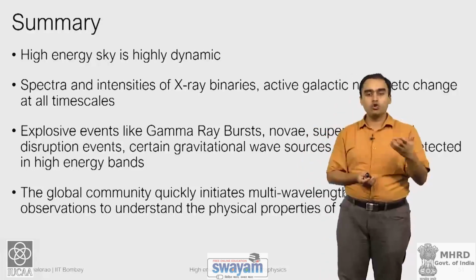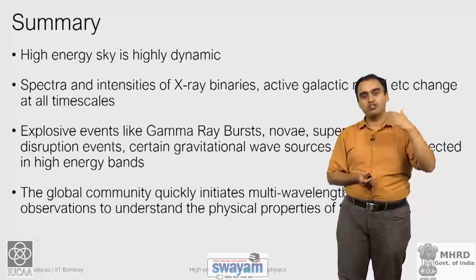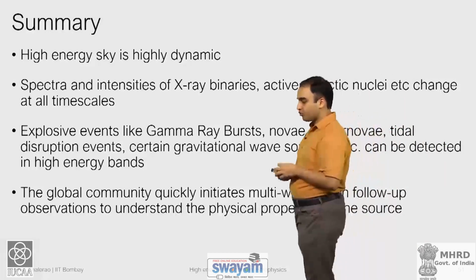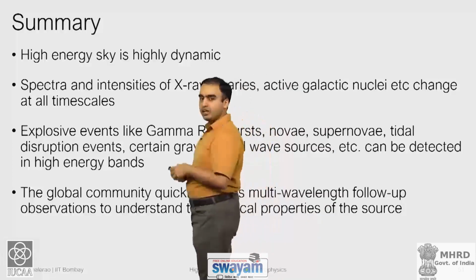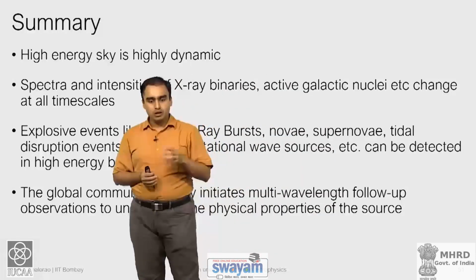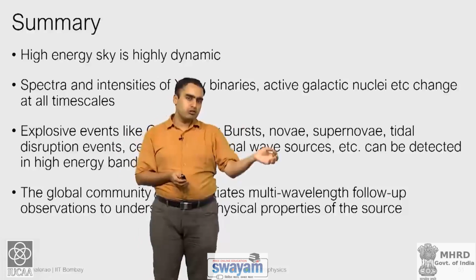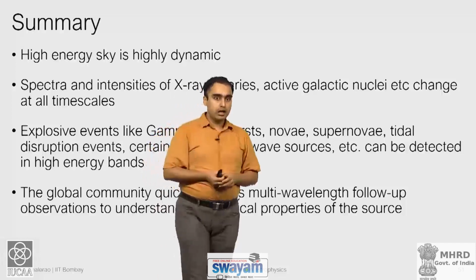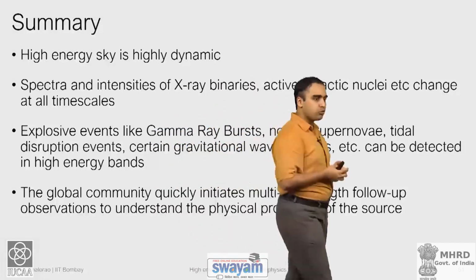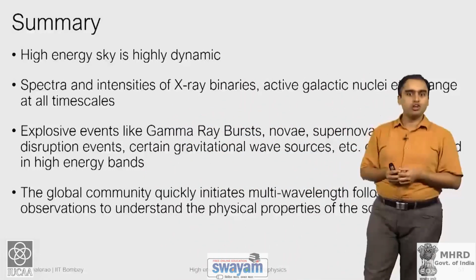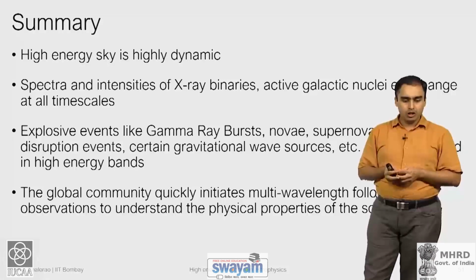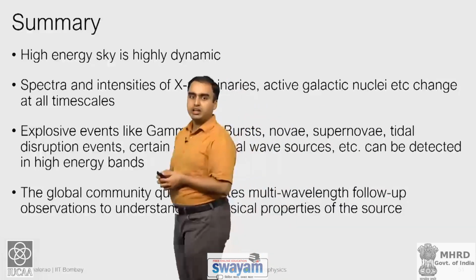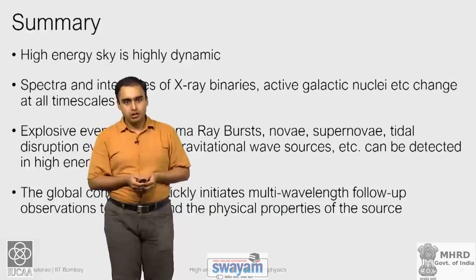Every source is variable to some extent on some time scale. The spectra and intensities of all of these sources, X-ray binaries, active galactic nuclei, they all keep changing with time. We see variabilities going from time scales of microseconds to time scales of years in the case of active galactic nuclei. And then we have these massive explosive events like gamma ray bursts, novae, supernovae and so on, which are extremely bright in high energy bands, and they are often primarily detected in high energy bands.